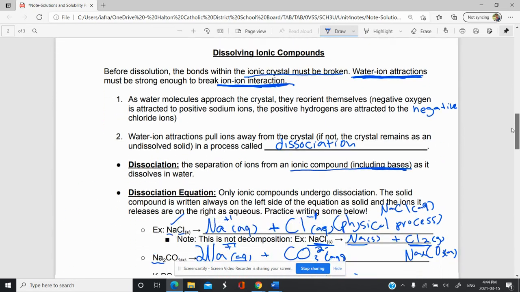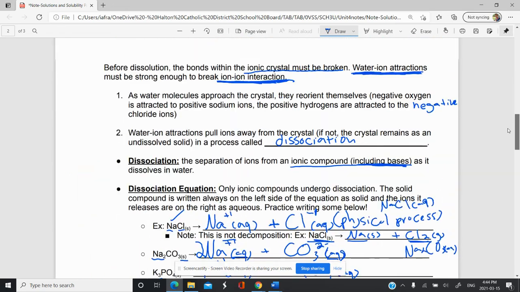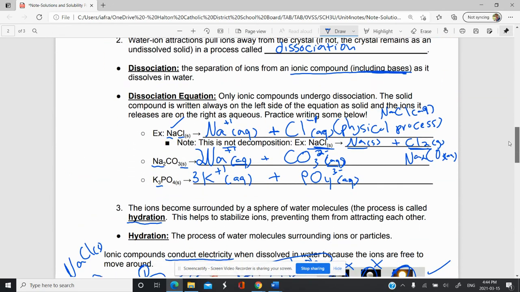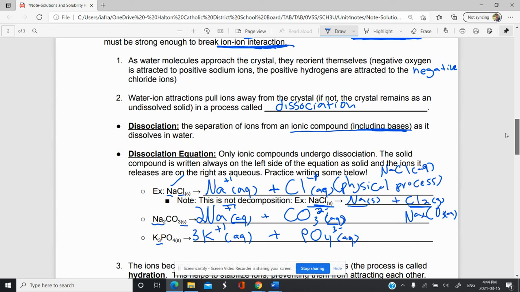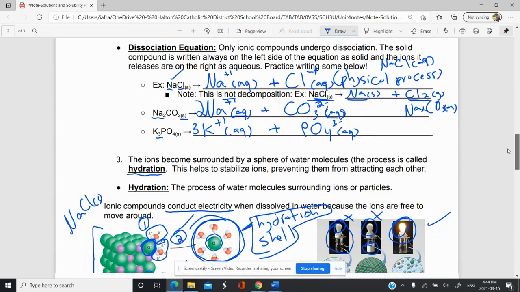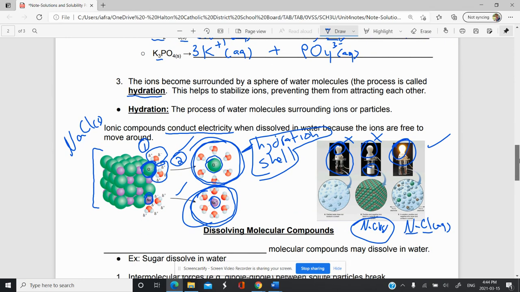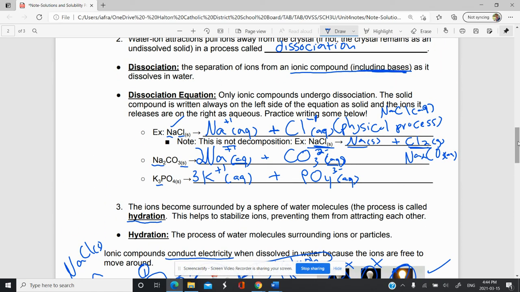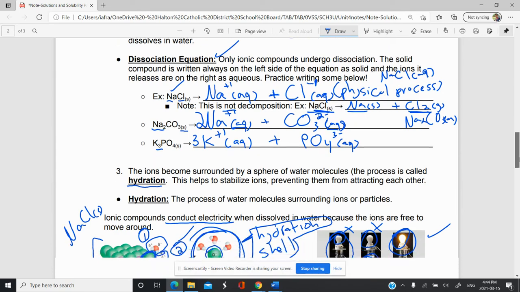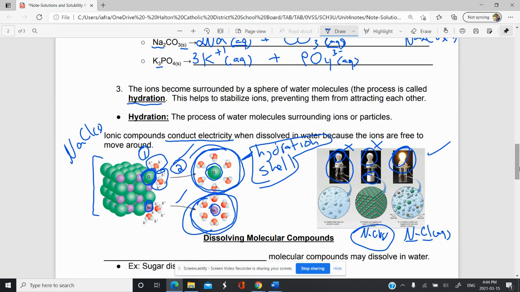So what we've seen is the dissolving process for ionic compounds. We've seen how to write dissociation equations as well. The process involves essentially separating the ions from the larger crystal, and then water particles surrounding the ions. You should be able to write dissociation equations, and you should be able to demonstrate the dissolving of an ionic compound using a diagram like this.